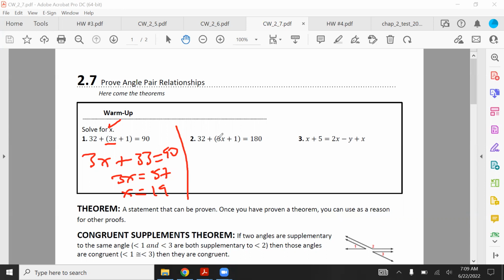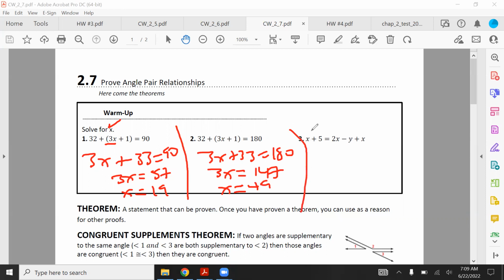Interestingly, that's almost the same equation. We have a 180. So 3x plus 33 equals 180. So replace 90 with 180. 3x equals 147. X should equal 49, I believe, if you use a calculator.